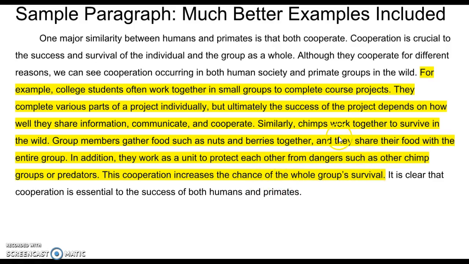So you can see that we have very specific words and phrases used in this example. We went from people in the very vague paragraph to college students. And instead of saying they do things together, we're giving specific examples. They're completing a school project. They work individually and then they work together and cooperate. They communicate. They share information. You see that in this paragraph, the example is much more specific, and that's what we want to aim for. More mature writing is much more specific, and it's not as vague.